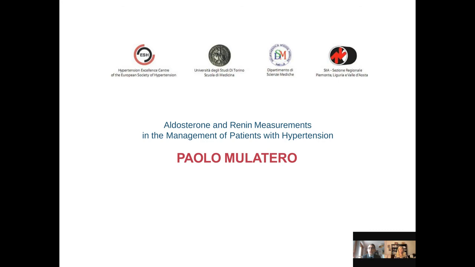So something could have happened, and a second disease could be superimposed to the first diagnosis of essential hypertension. So maybe primary aldosteronism developed in this patient, and so you have to measure aldosterone-renin ratio again.